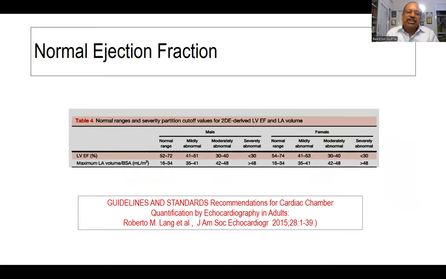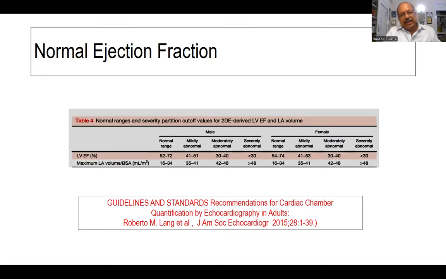Next comes the word ejection fraction. Whenever somebody talks of echocardiography, they only ask for one thing: what is the ejection fraction? That is the most important thing. Normal ejection fraction, even in the 2025 recommendations, is EF in males more than 52, females more than 54. That is normal ejection fraction.